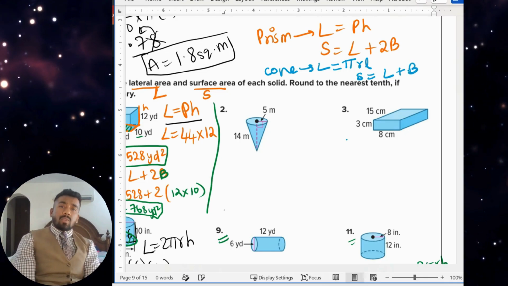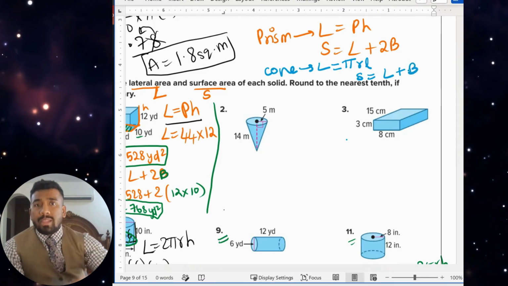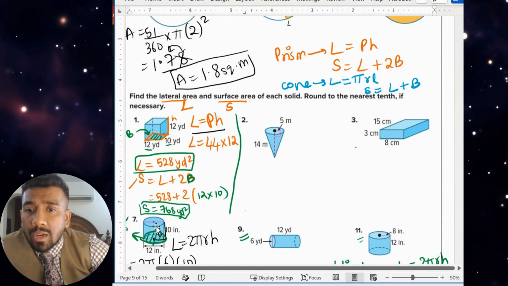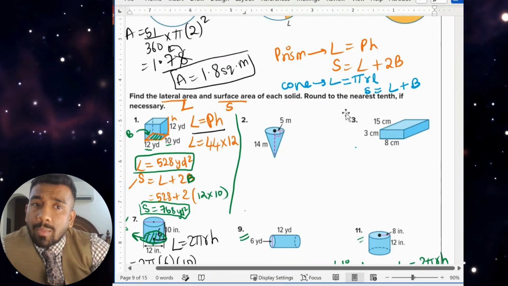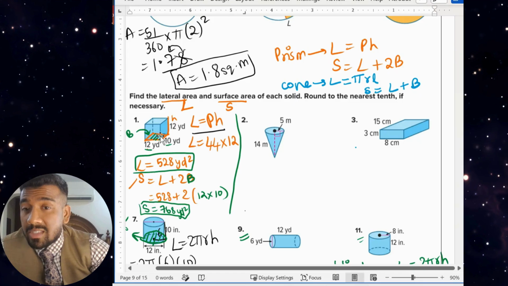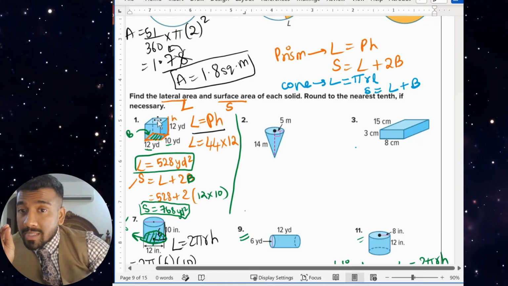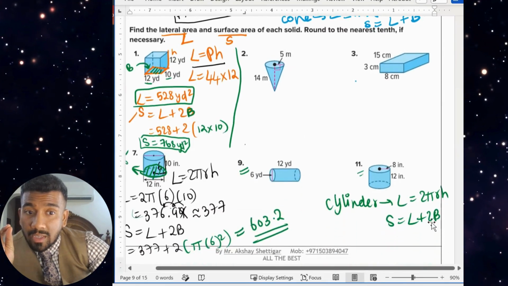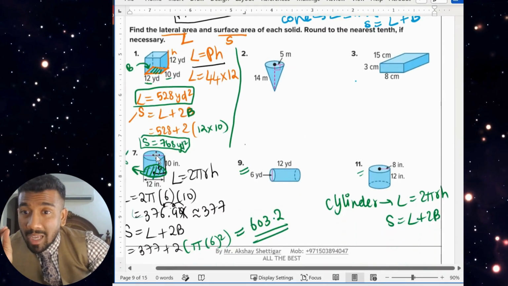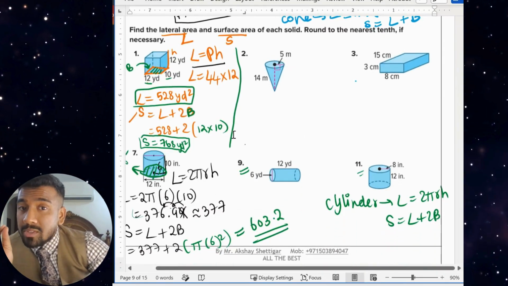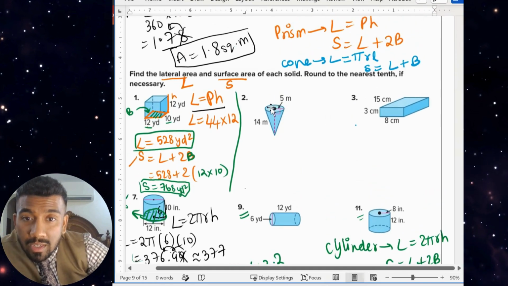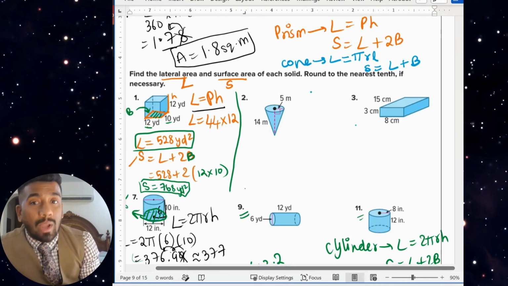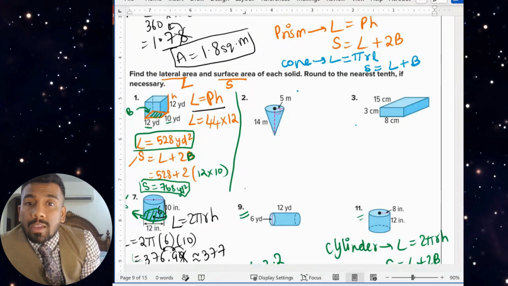Now you might ask, why in the prism there was 2b, and in the cylinder there was 2b, but in the cone only 1b? For the prism there are two bases, up and down. In the cylinder also there was 2b because there are two circles, two bases. But for the cone there is only one base. The bottom is tapering, so it's not a base. So there should be only one b. You understand?